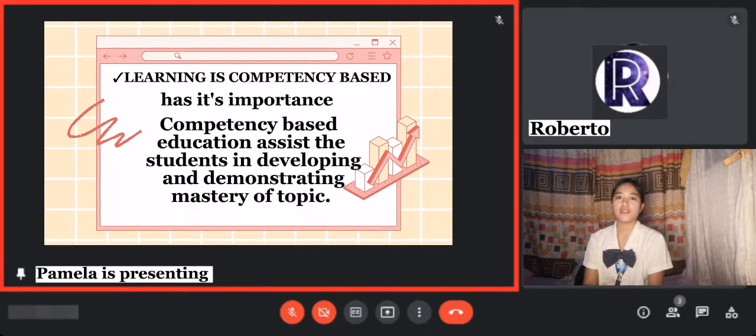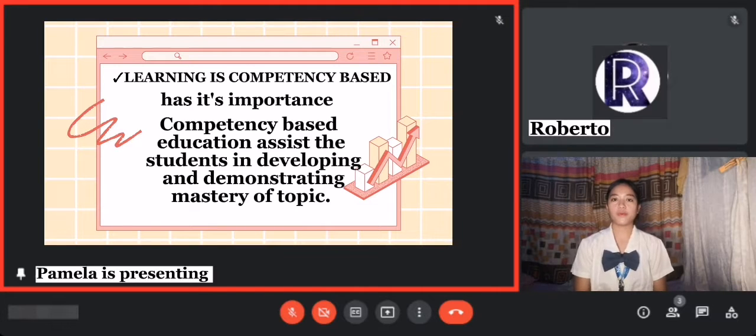Competency-based education assesses students in developing and demonstrating mastery of a topic, promotes fairness and inclusion, and prepares students for life beyond the classroom. The overall purpose of competency-based learning is to guarantee that children acquire the knowledge and skills necessary for success in school, higher education, career, and adult life.